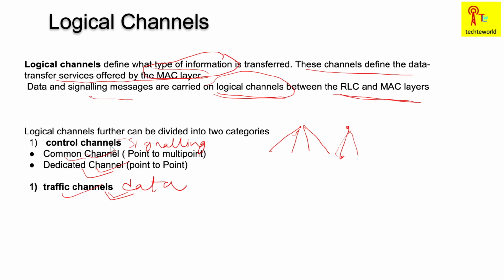So the logical channel is divided into two parts, control channel and traffic channel, where the control channel has two classifications. One is the common channel, which is common to all the users in the cell, and the dedicated channel, which is dedicated to a particular user, so it is point to point. And then we have the traffic channel, which carries the data related messages between RLC and MAC.